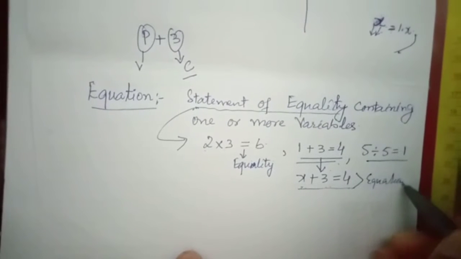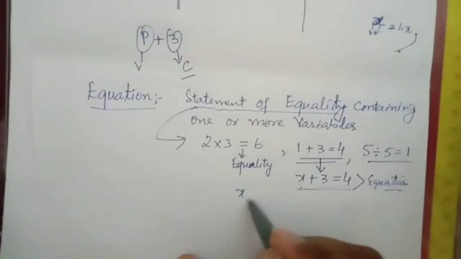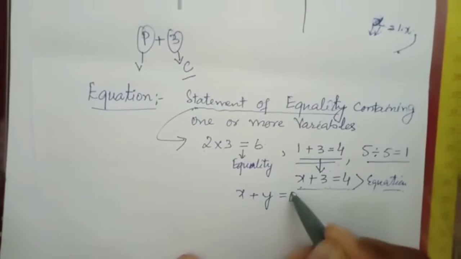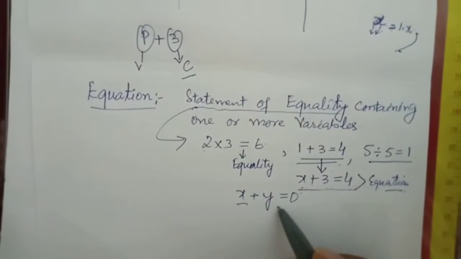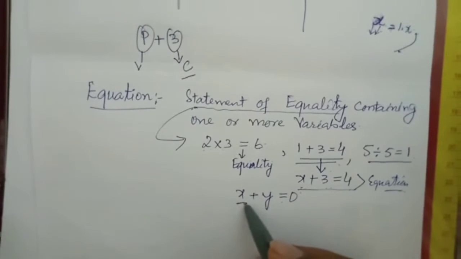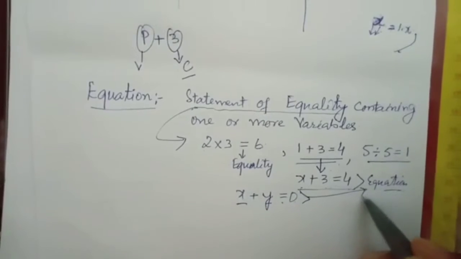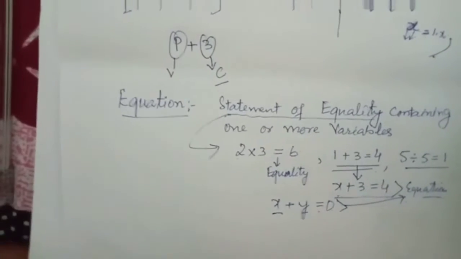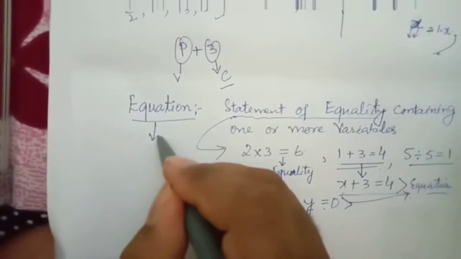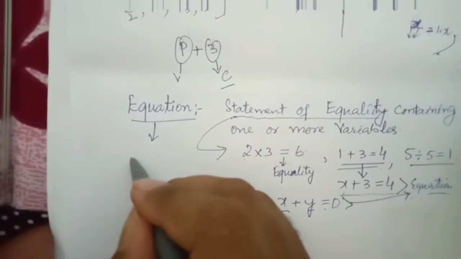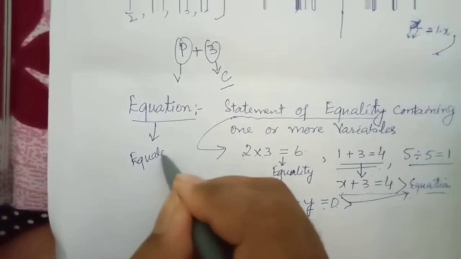This is the equation. Similarly, I can write x plus y equals 0. See here, at least we should have one variable and it should be a statement of equality. Variable and equality sign. So this is also an equation. So briefly I will conclude the equation. And in an equation there will always be the equality sign.